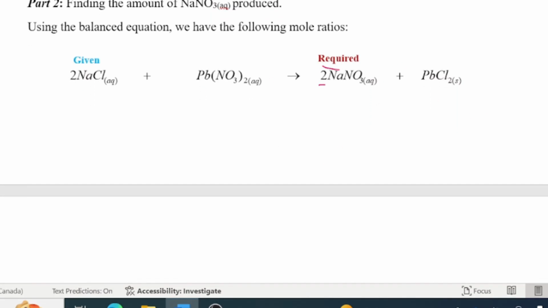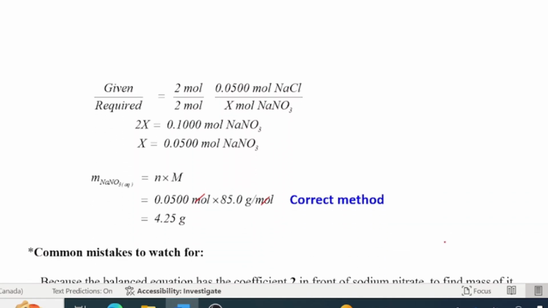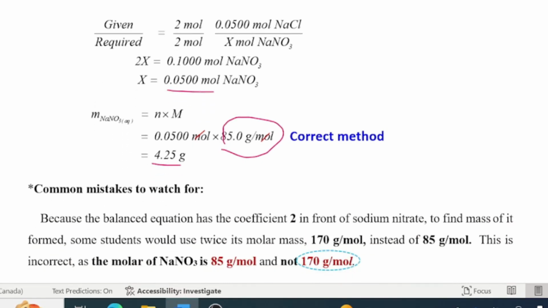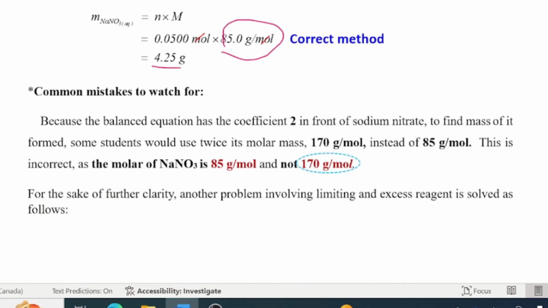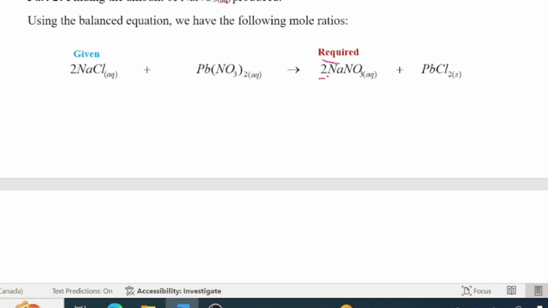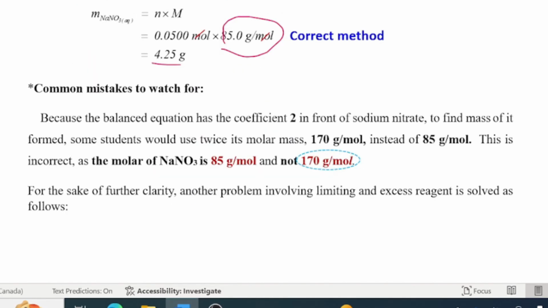And then you end up with that number of moles of sodium nitrate. This is the molar mass of sodium nitrate there, and you find that. Again, because there's a 2 here, okay? Students are going to double up the molar mass. Now this is the correct molar mass, not this one here, okay?